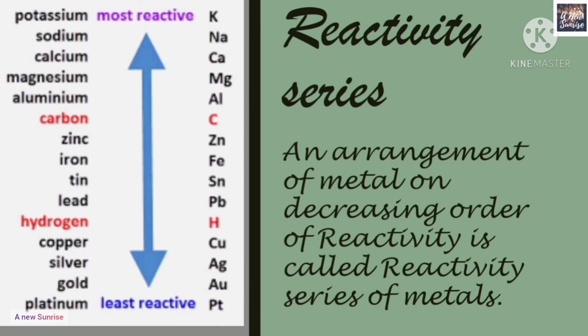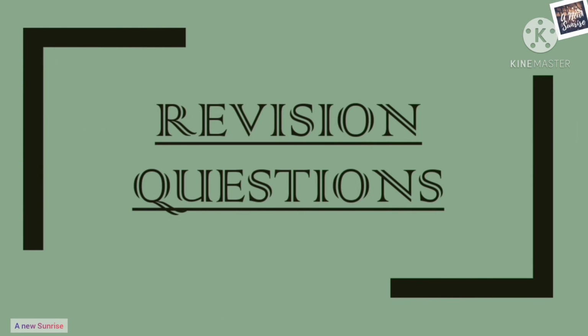Now let's go towards the next topic, that is reactivity series. An arrangement of metals in decreasing or increasing order of reactivity is called the reactivity series of metals and non-metals. Now let us revise all the concepts that we have studied in the two parts of the chapter.